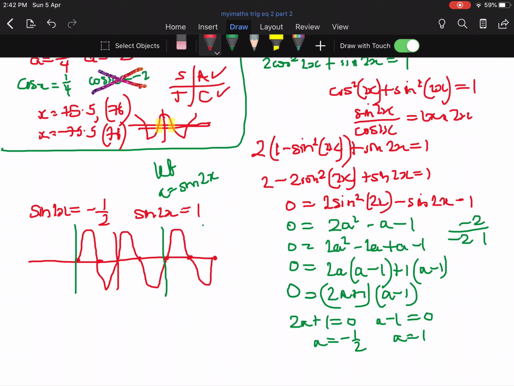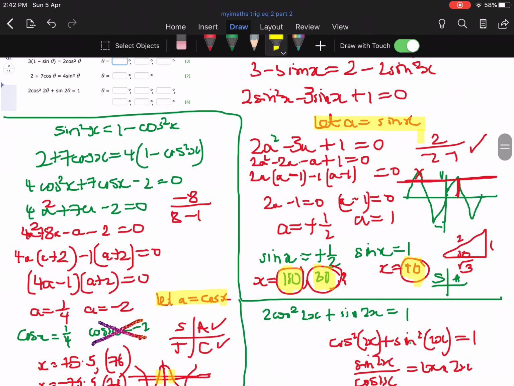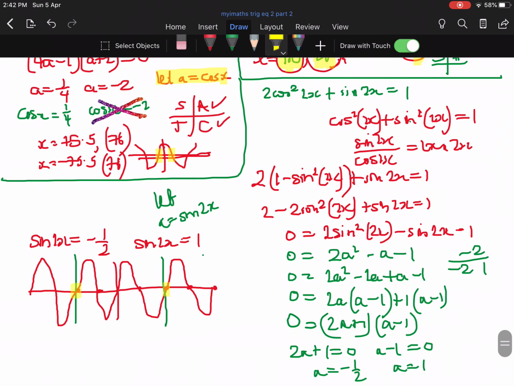So now there's 2 cycles, but I don't need the last cycle because I only want it within the range of negative 180 to 180. So how many answers am I looking for? Looking for 6 possible answers. So let's see if we can get 6 possible answers. Well, if I'm looking for sine 2x is 1, well here is 1 here. So if I put a line across 1, that gives me 2 possible answers right there.